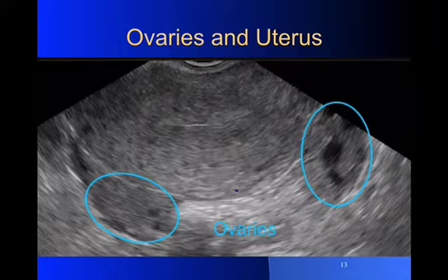Here again is another example of where the ovaries will lie in comparison to the uterus. Oftentimes they will be posterior, and the ovaries can move in their location, especially after a woman has given childbirth.